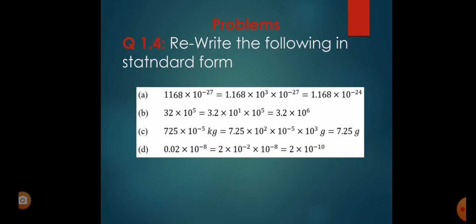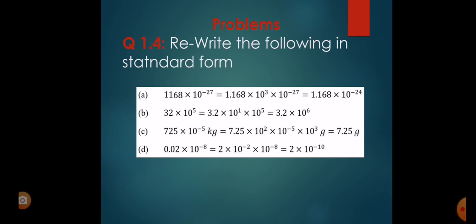The decimal you have to enter from the right side. 8 6 and 1, 3 digits are crossing over there, so 10 raised to power 3 will be there, and 10 raised to power minus 27 plus 3 gives minus 24 over there. Next, B part, 32 into 10 raised to power 5. 1 digit is crossing, just 2, so 3.2 into 10 raised to power 1, and 10 raised to power plus 5 is already there, so the exponents 5 and 1 will be added over there. It will become 10 raised to power 6.